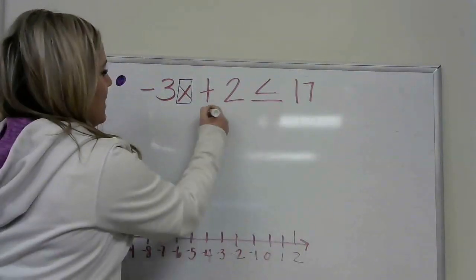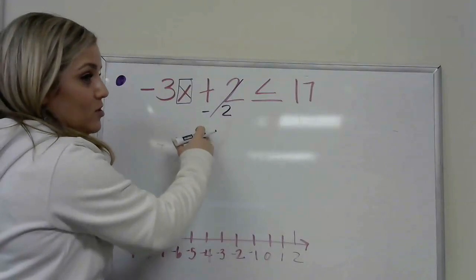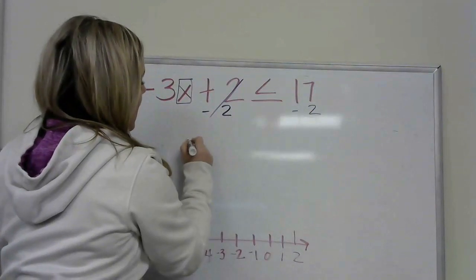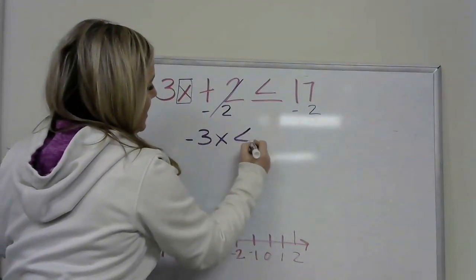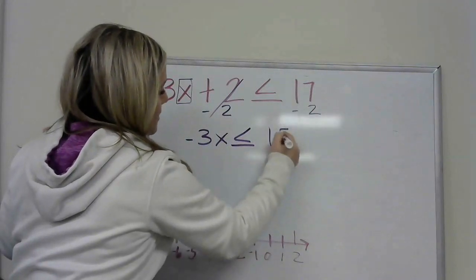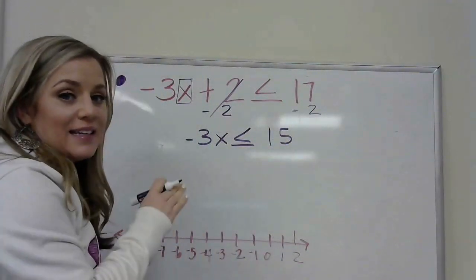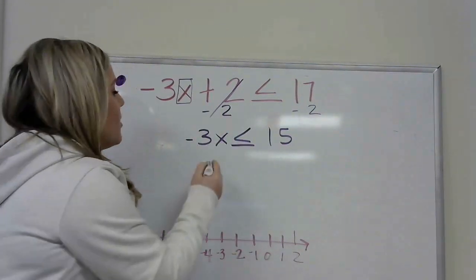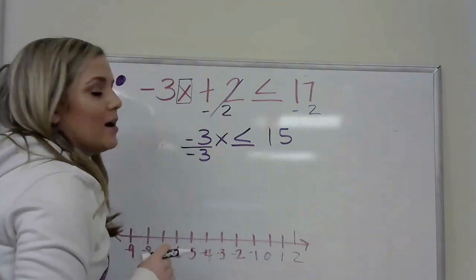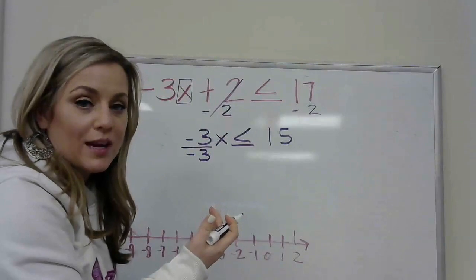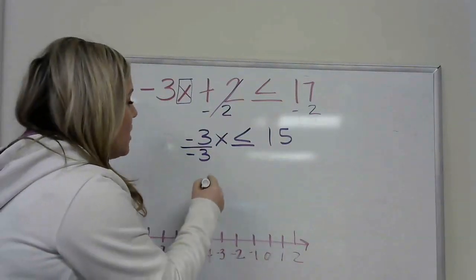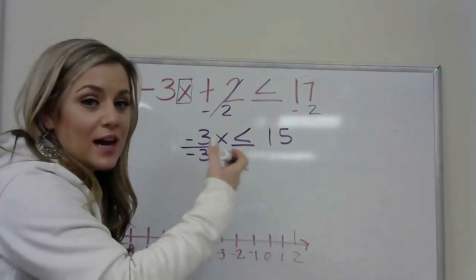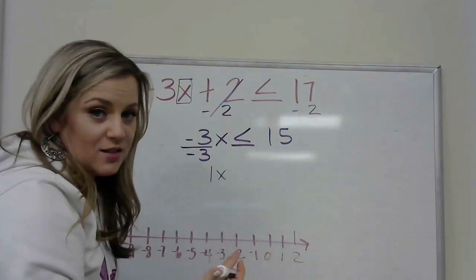All right, so we're going to subtract 2. Now, since I'm subtracting 2, this is not negative 2, I'm subtracting 2. I'm going to come over here and subtract 2. So now we have negative 3x is less than or equal to 17 minus 2, which is 15, okay? Now, I need to get rid of this negative 3. I need to get it away from the x, correct? So I'm going to divide by negative 3, because negative 3 divided by negative 3 is a positive 1. And we know that anything times 1 is itself. So 1 times x is going to be just x.